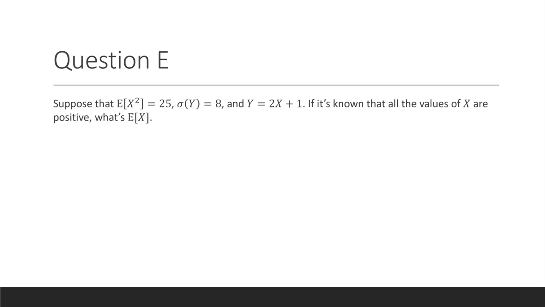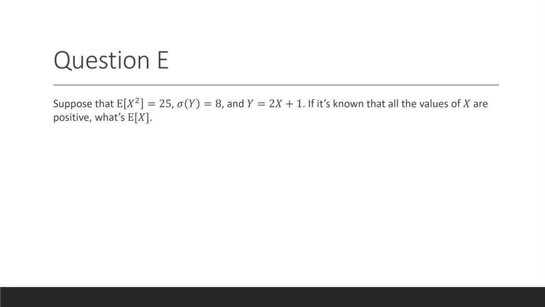Suppose that the expected value of x squared is 25, the standard deviation of y is 8, and y is 2x plus 1. If it's known that all the values of x are positive, what's the expected value of x?